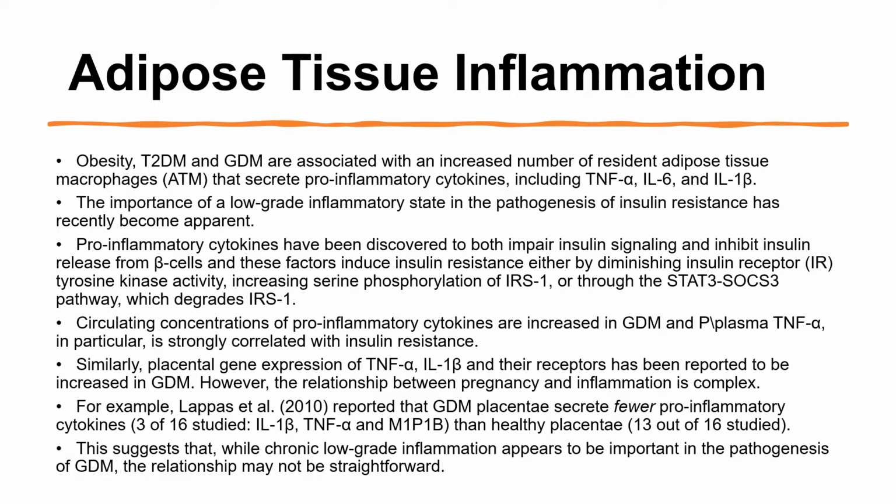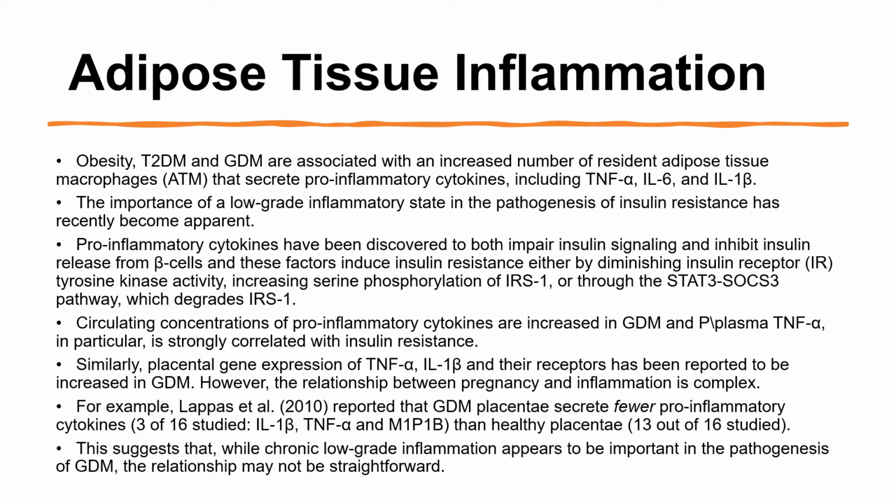These factors induce insulin resistance either by diminishing insulin receptor tyrosine kinase activity, increasing serine phosphorylation of IRS1, or through the STAT3-SOCS3 pathway, which degrades IRS1.